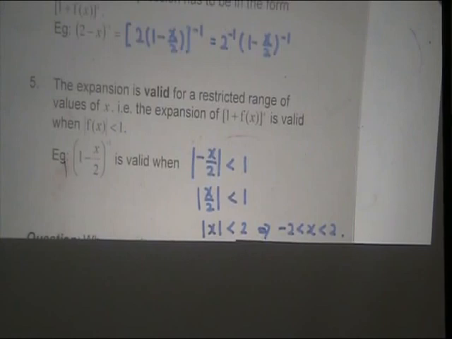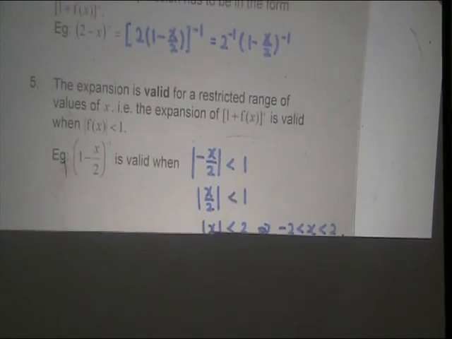At this point, some of you may not understand how I get from here to here. For those who understand, you can fast forward. If not, I will show you how I get from mod x less than 2 to x between minus 2 and 2.